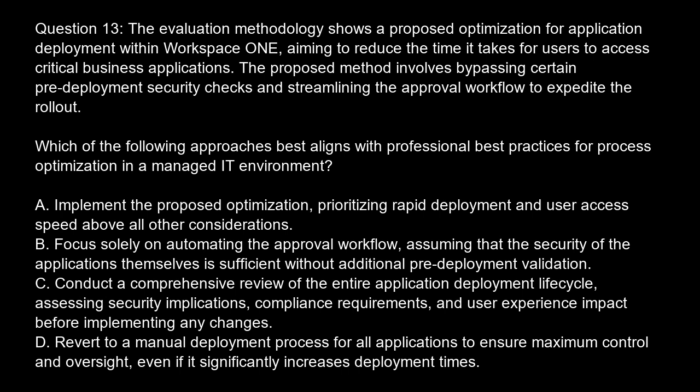Option A. Implement the proposed optimization, prioritizing rapid deployment and user access speed above all other considerations. Option B. Focus solely on automating the approval workflow, assuming that the security of the applications themselves is sufficient without additional pre-deployment validation. Option C. Conduct a comprehensive review of the entire application deployment lifecycle, assessing security implications, compliance requirements, and user experience impact before implementing any changes. Option D. Revert to a manual deployment process for all applications to ensure maximum control and oversight, even if it significantly increases deployment times.